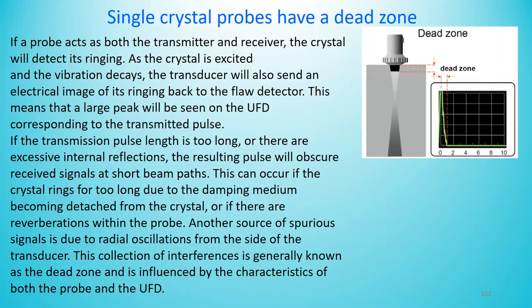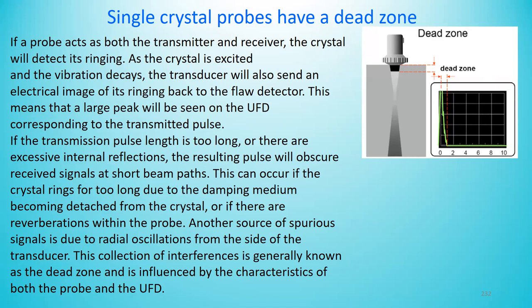Single crystal probes have a dead zone. If a probe acts as both transmitter and receiver, the crystal will detect its own ringing. As the crystal is excited and the vibration decays, the transducer will also send an electrical image of its ringing back to the flaw detector. This means that a large peak will be seen on the UFD corresponding to the transmitted pulse.